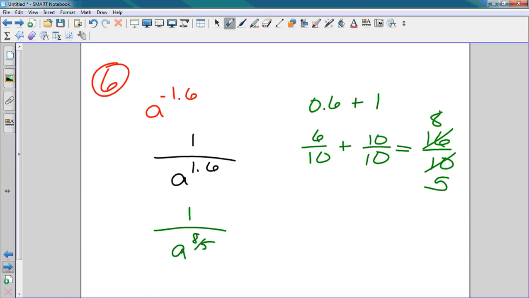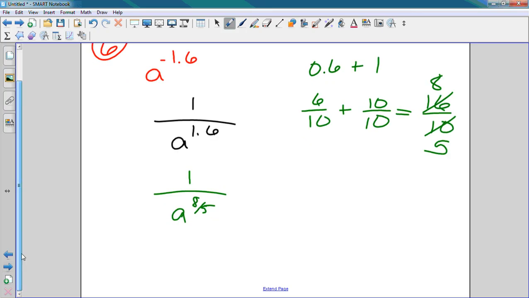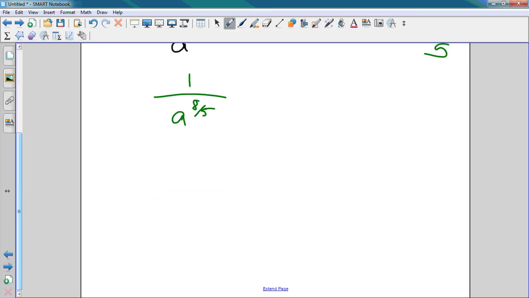And then write it with a radical. Write this same thing with a radical. Which one goes on the outside? Which one goes on the inside? 5 is the index, and 8 is the exponent. Index, exponent. Okay, index, exponent.